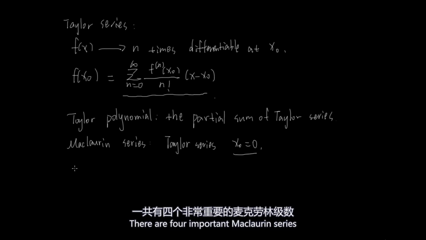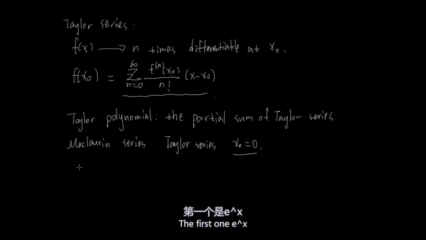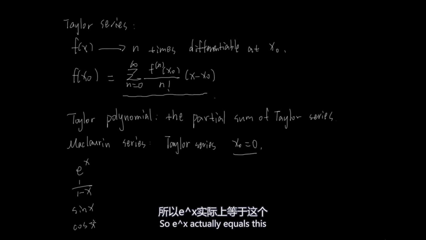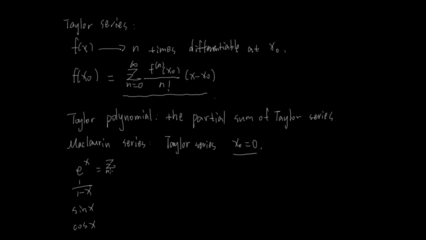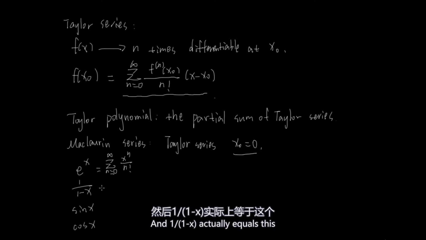There are four important Maclaurin series. The first one, e to the power of x, and the second one, 1 over 1 minus x, and the third one, sine x, and the last one, cosine x. So e to the power of x actually equals to this. And 1 over 1 minus x actually equals to this.